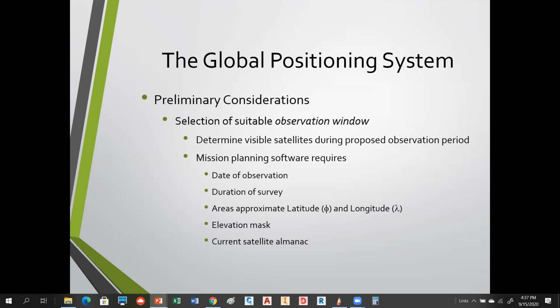Okay, so let's look at this, because this is what your lab's going to be dealing with, is talking about these windows of observation. So what you can do, which is kind of neat, and we're going to be looking at the Trimble software, you can select your suitable observation window. What this will do is determine for you the visible satellites, and it'll give you things like your DOPs and those kind of things. But what you tie in for your mission planning software is the date, the time frame that you want to do it, your approximate latitude, longitude, the elevation mask you're going to use, and then you use the current satellite almanac.